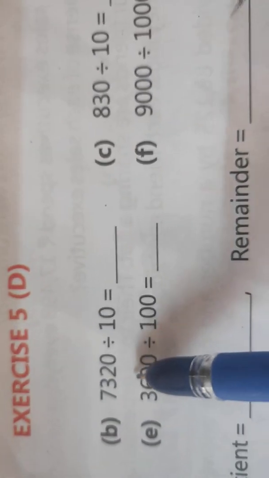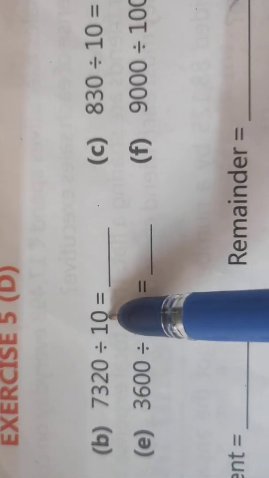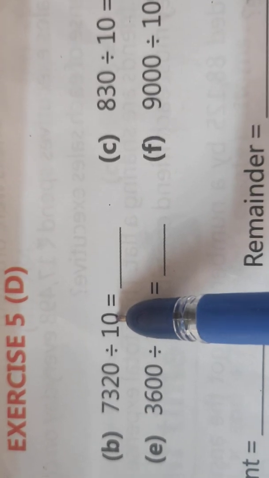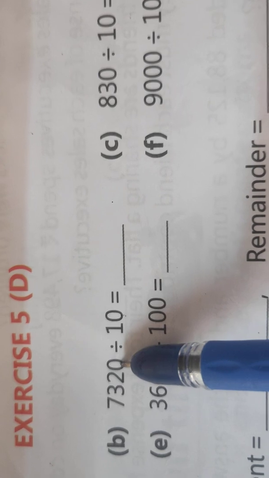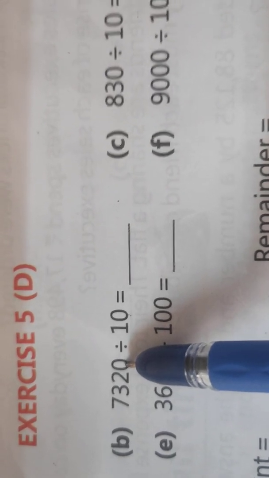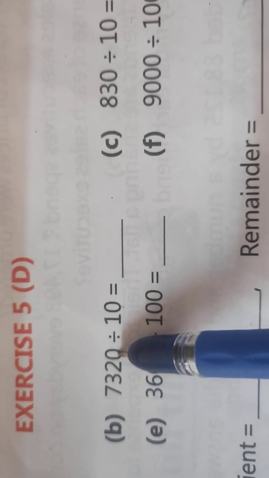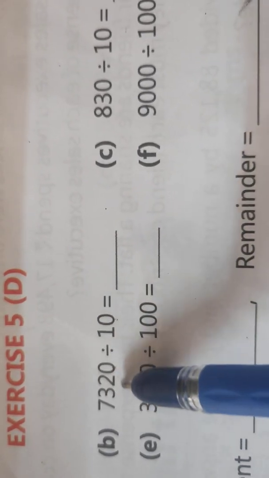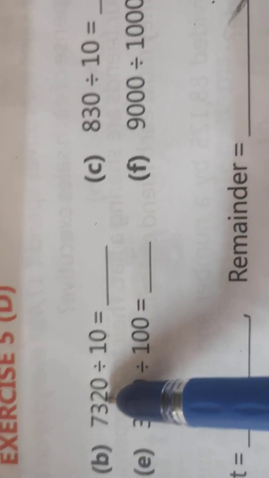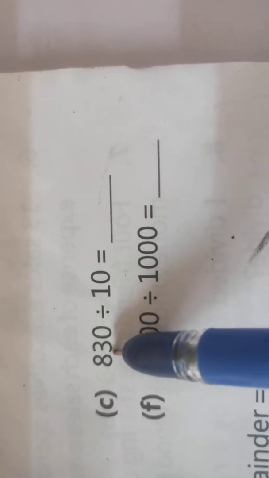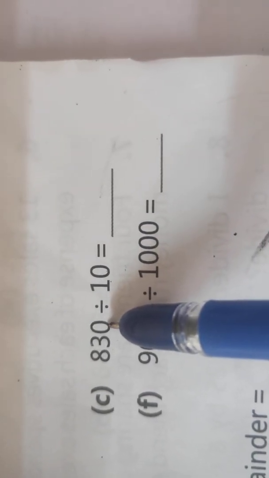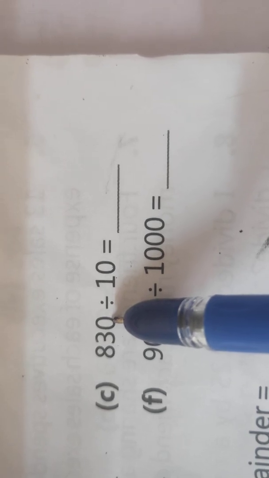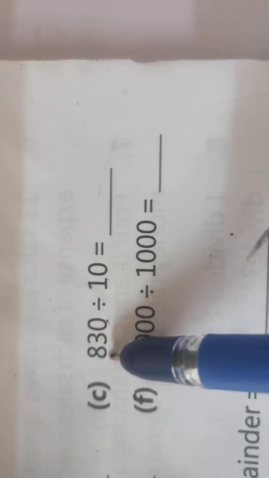In B part, 7320 divided by 10. In the divisor there is 10. So what will be the remainder? From the dividend, the extreme right side one digit will become the remainder. So here the remainder will be 0 and 732 will become the quotient. Here also we are dividing by 10. The divisor contains 10, so the right side one digit of the dividend will become the remainder. So what is the remainder here? 0, and 83 will be the quotient.